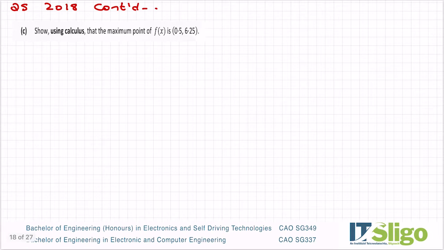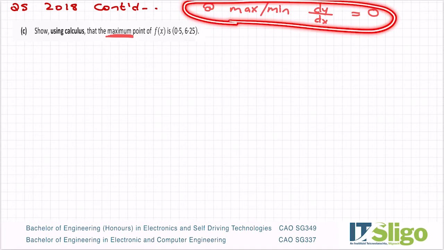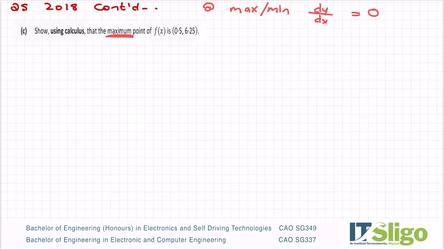Okay, part C then of that question. Show using calculus that the maximum point of f of x is 0.5, 6.25. Okay, so that's a key word in calculus. And you have to know that at a maximum point or a minimum point, dy dx equals 0. Okay, so that's the theory you have to know to find max-min points. Okay, it's super important. Okay, so calculus of f of x. So let's write down f of x. It was minus x squared plus x plus 6.